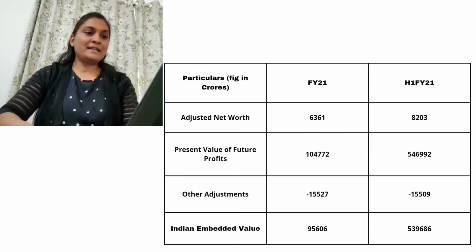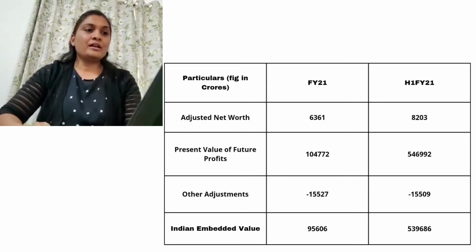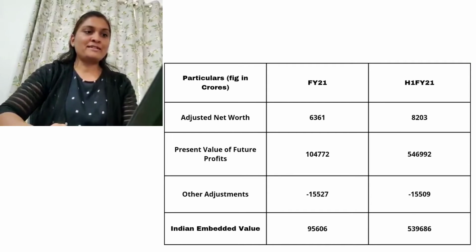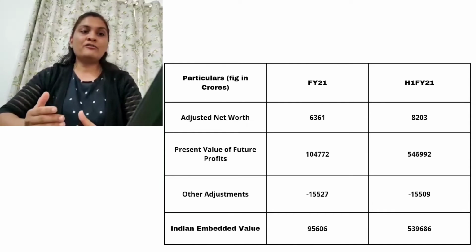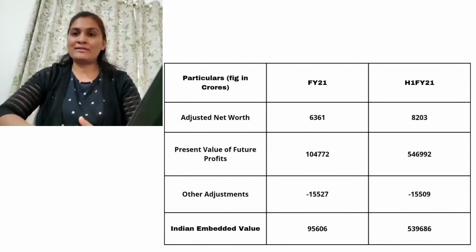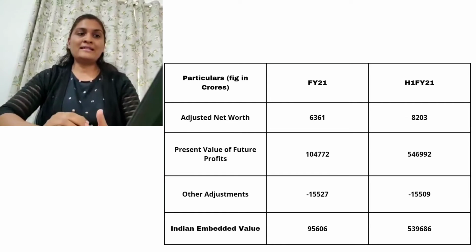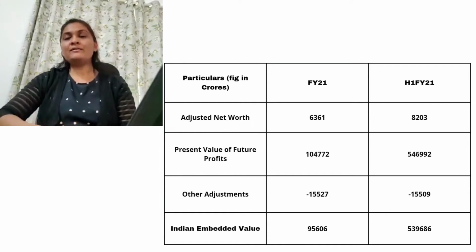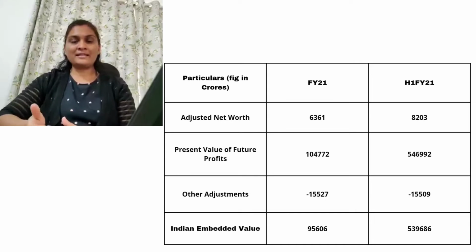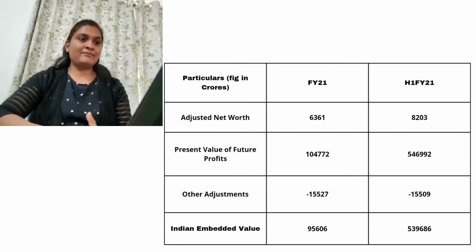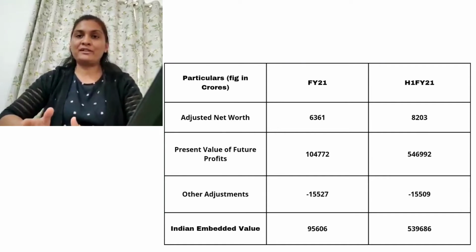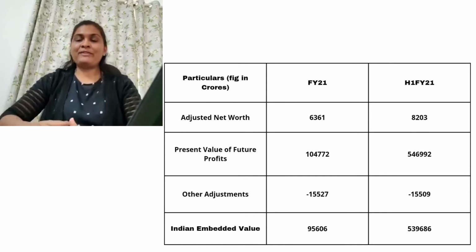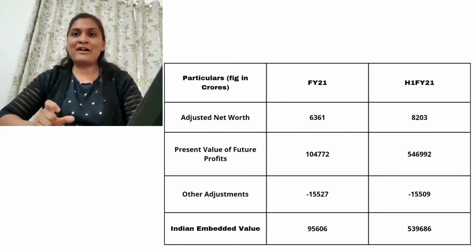So now if we see in the table, the present value of future profits has increased from 1.04 lakh crores to 5.46 lakh crores. So this has increased massively due to the change in the surplus distribution policy of the LIC Act. Thereby, the Indian embedded value has increased from 0.95 lakh crores to 5.39 lakh crores. And this is a very sharp rise in the embedded value.